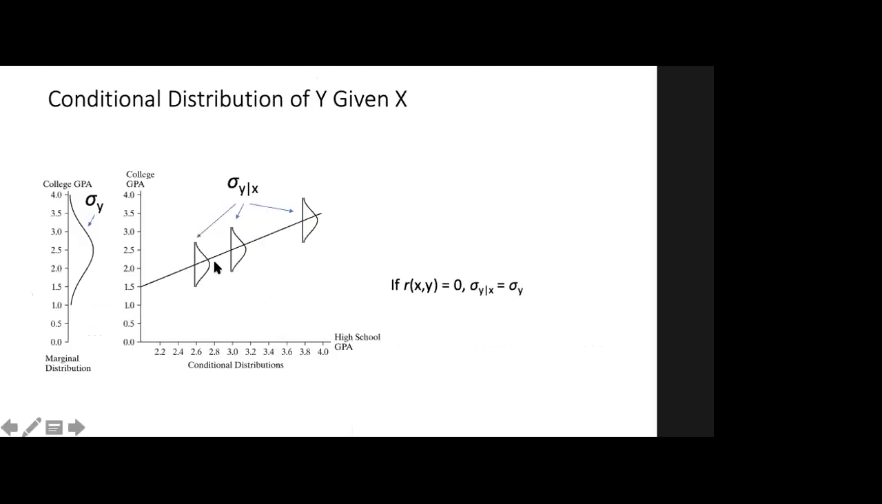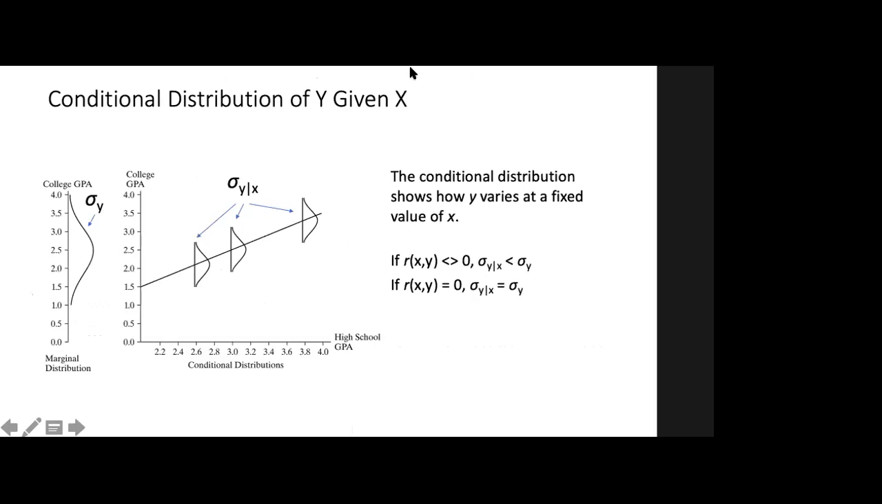So this slide is just to show you another example. Here, high school GPA is a predictor and college GPA is the outcome. For each value of the predictor, for each high school GPA, this represents students that all have the same high school GPA of, say, 2.6. And then you see the distribution of the college GPAs for those students.